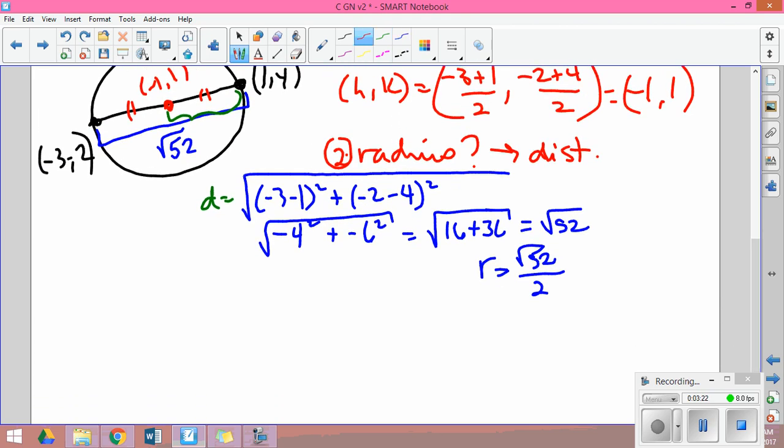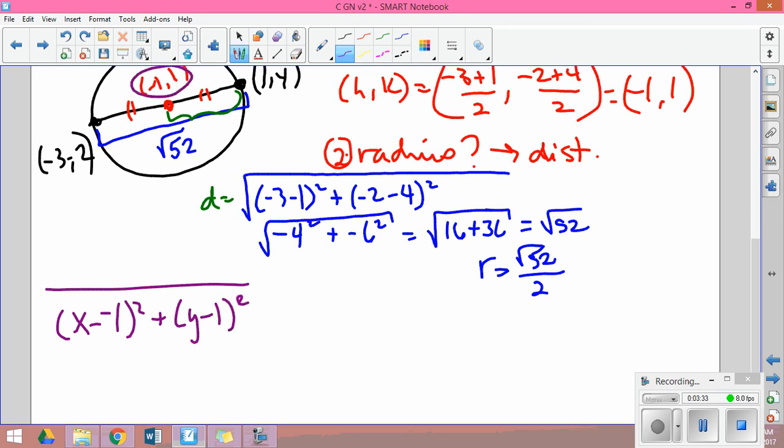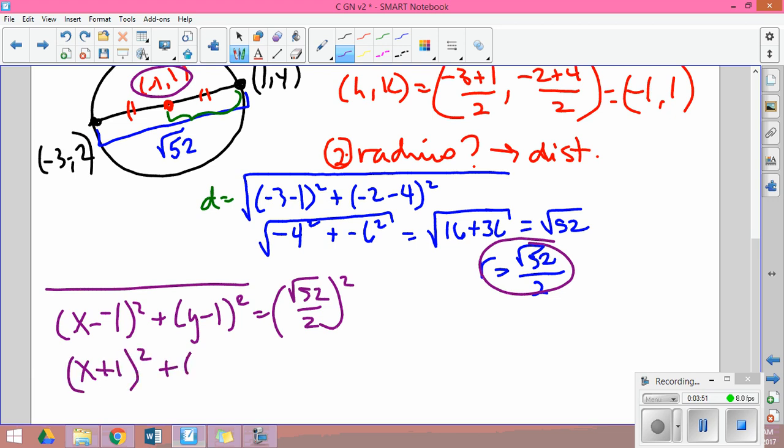So now I can finally write my equation. I have (x minus -1) squared plus (y minus 1) squared, using (h, k), is equal to that radius squared, the square root of 52 over 2, squared. Always make sure you put the radius in there, not the diameter. Clean this up. Minus and minus is plus. (y minus 1) squared equals.